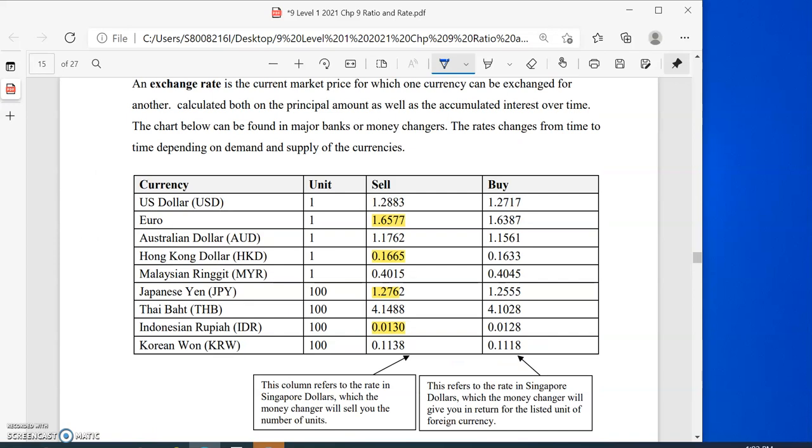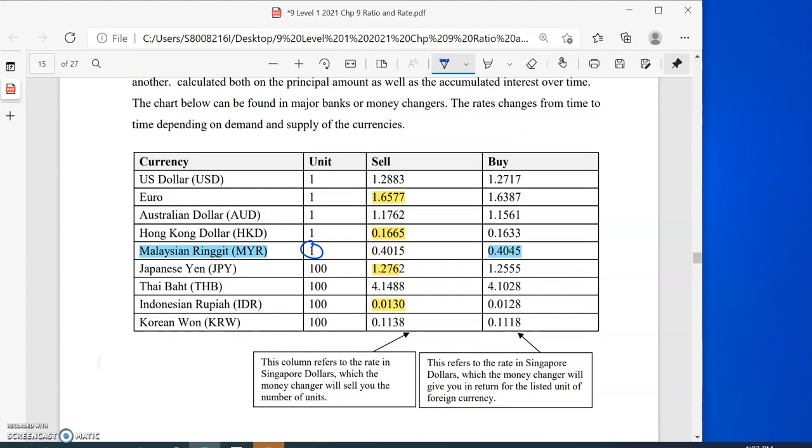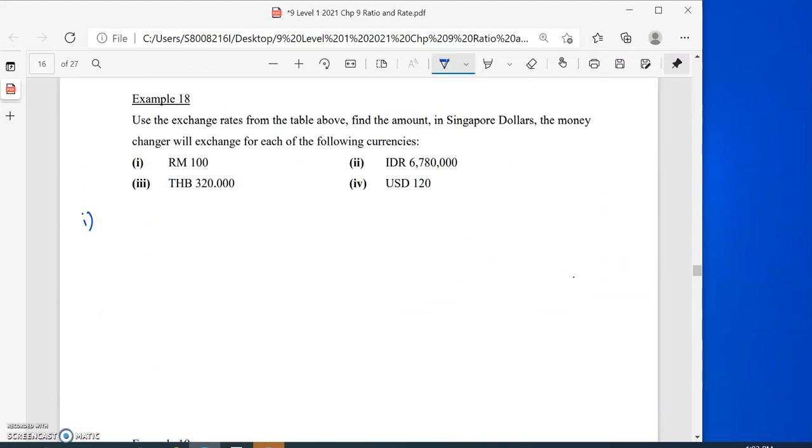Now you're carrying ringgit. You go to the money exchanger, and then what is the money exchanger going to do with you? He is going to buy the ringgit from you. Therefore, let's look at the buy column. If I look at the ringgit, he's going to buy at this rate. The money exchanger will buy 1 unit of Malaysia ringgit at Singapore 0.4045. Let me put that down in the example.